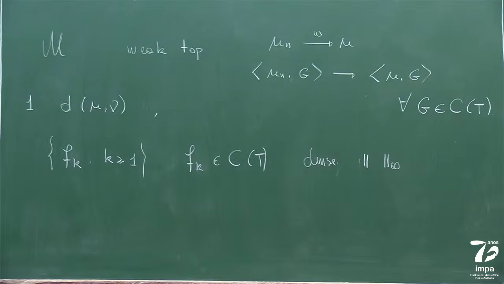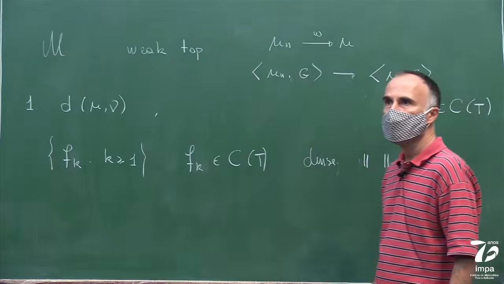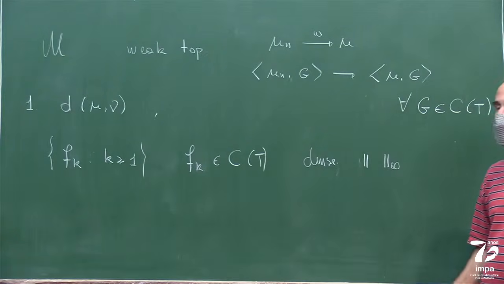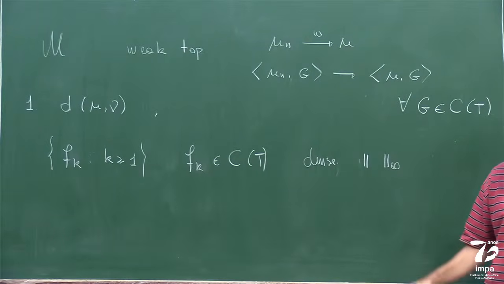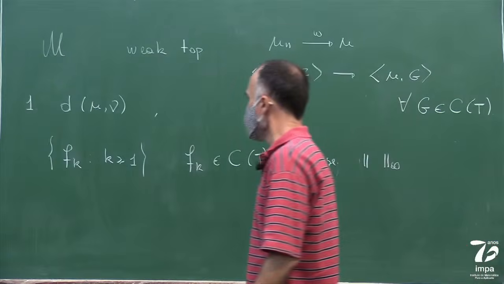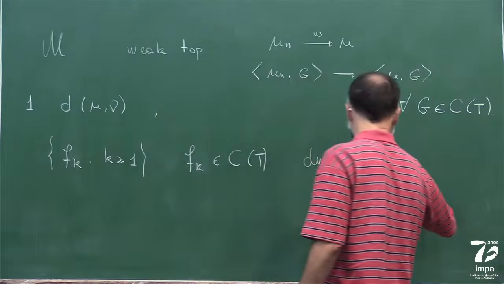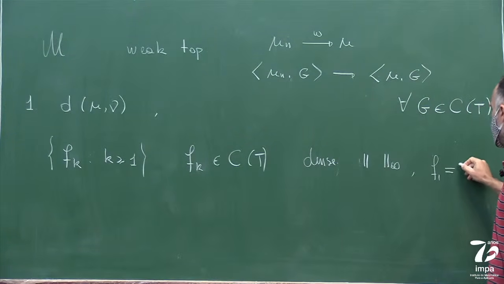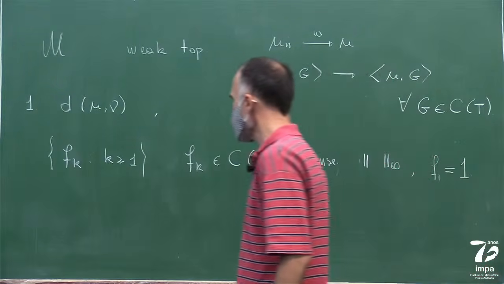So you can construct a sequence of functions which approximate any continuous function in the L infinity norm. So consider such a sequence. It's easy to construct. And given that sequence, to make things simpler, I will assume that the function f1 is just a constant function equal to 1.